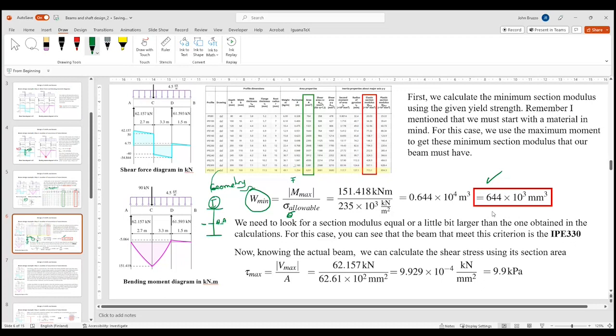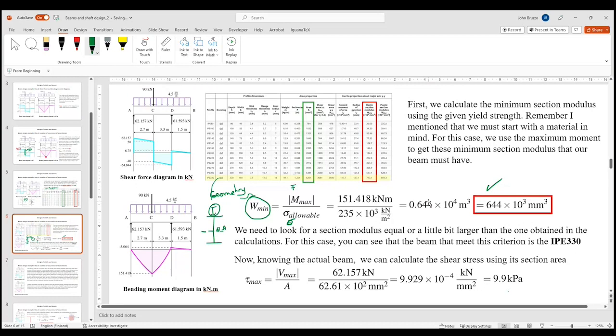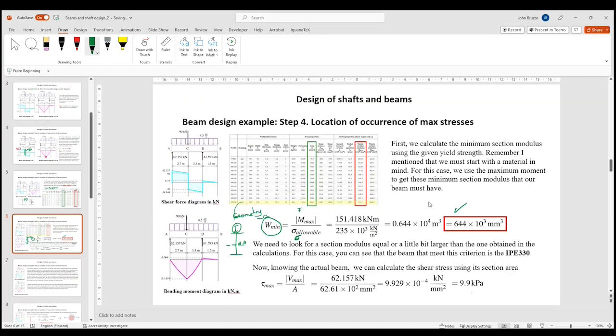Now, let's come to this part. Knowing the actual beam, we can calculate the shear stress using its section area. Okay. In this slide, there is a mistake. If you can take notes, the mistake is here. And so you can try to find out where the mistake is, but anyway.